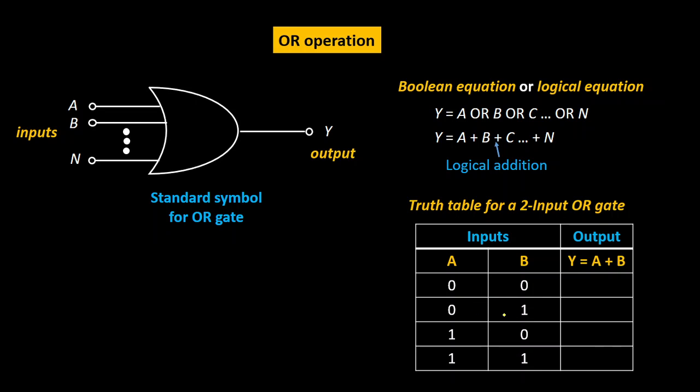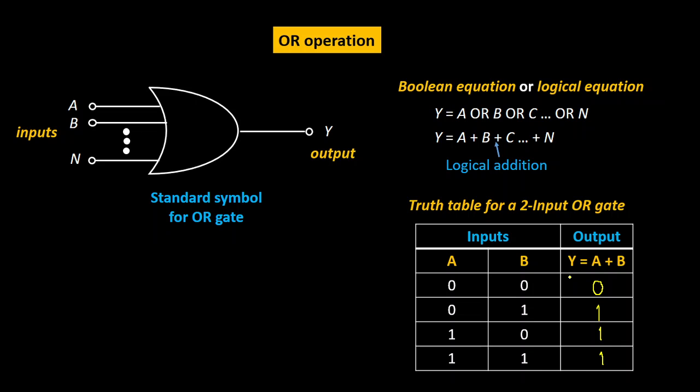Now the output will be Y, right? The output Y is equal to A plus B. For 0 and 0, the output will be 0. For 0 and 1, that is 0 or 1, the output will be 1. For 1 or 0, the output will be 1. And for 1 or 1, the output will be 1. So in this way, the truth table will be completed.